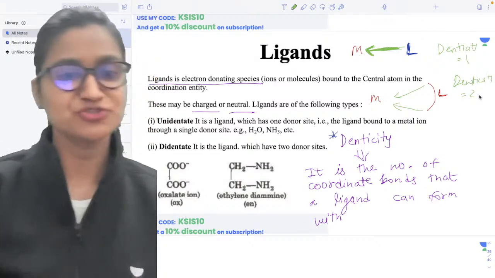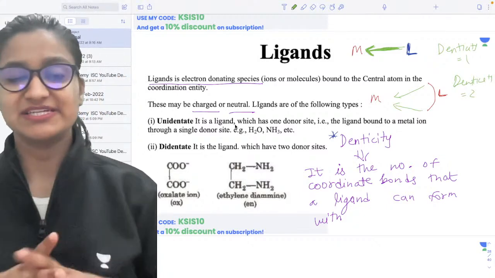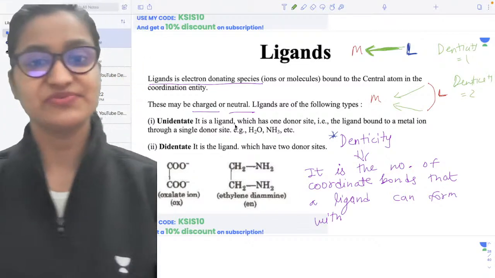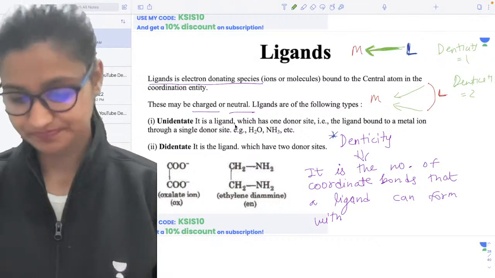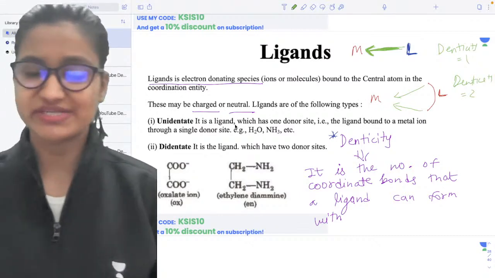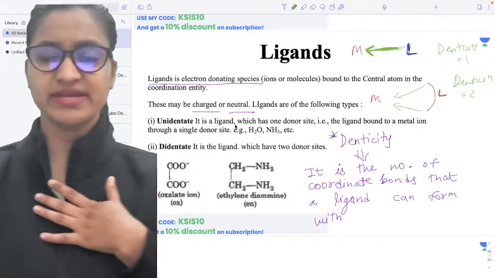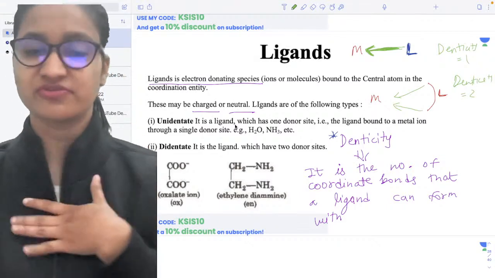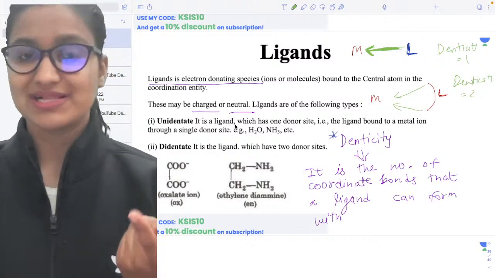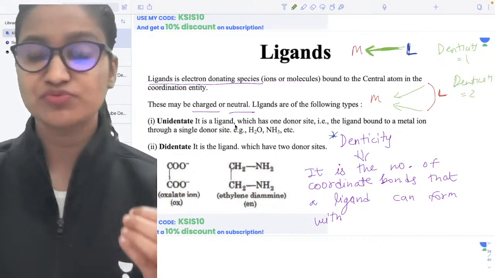Okay. So yeah, if we talk about ligands, we know that these are electron donating species. Ligands give their electrons to whom? To the central metal atom or ion, right? So yeah, ligands can be charged, in the sense they can be negatively charged, as in if I have a negative charge, I have more electrons, so I can donate them, right? So of course negatively charged, and neutral ligands.